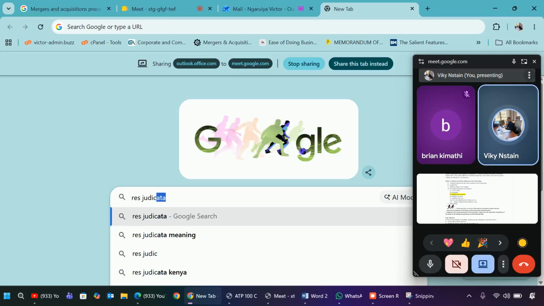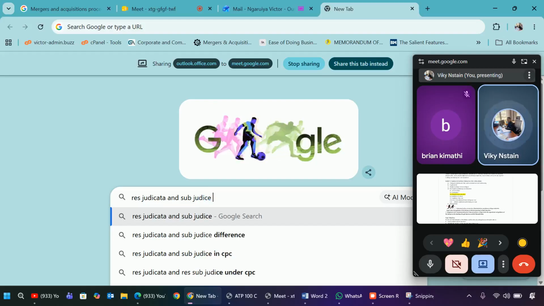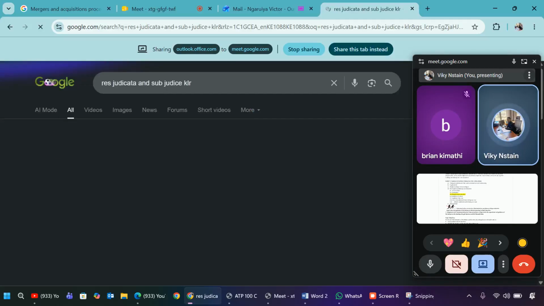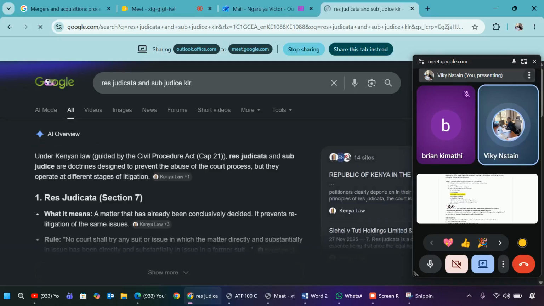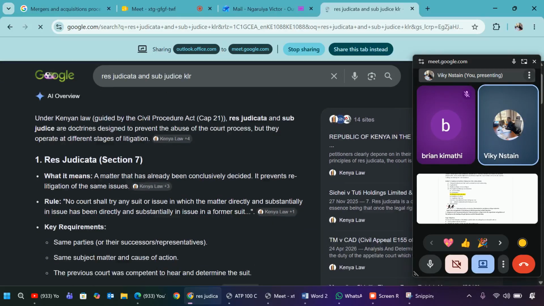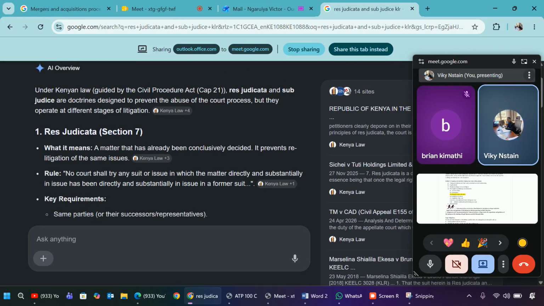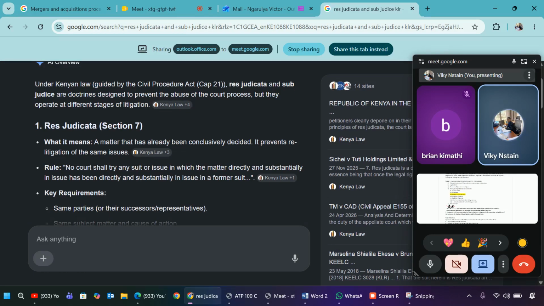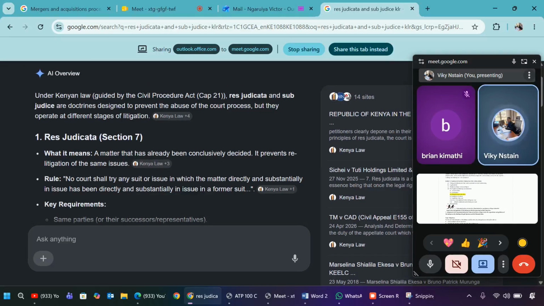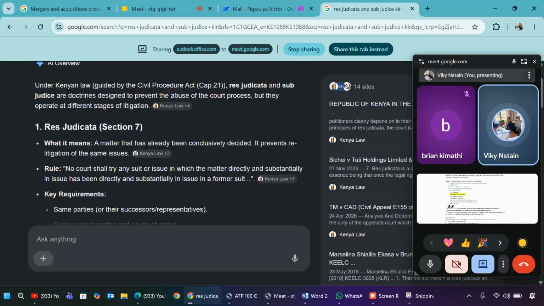Res judicata and sub judice, Kenya Law Report. You have to understand what forms the basis of what amounts to res judicata. So res judicata under Kenyan law is guided by the Civil Procedure Act, and these are doctrines designed to prevent the abuse of court processes, but they operate at different stages of litigation. For instance, res judicata is provided under section 7.